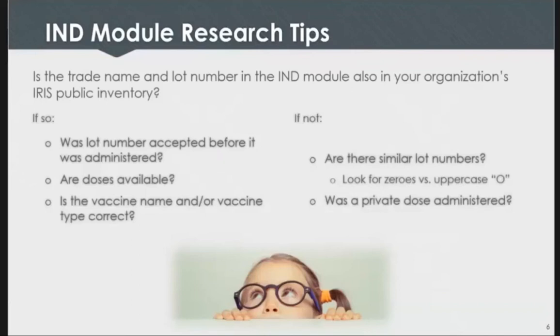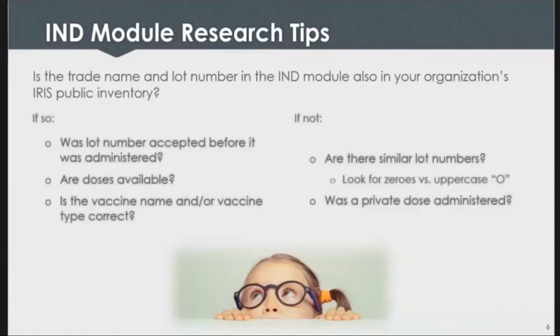When looking into why doses haven't deducted, the first thing you'll probably want to look at is if the trade name and lot number that are reflected in the IND module are in your organization's IRIS inventory. If it is, you'll want to look at a few things, such as, did you accept the lot number before you started to administer it? Are there doses available or are there 0 doses? And is the vaccine name or vaccine type referenced in the EHR correct as it's indicated in IRIS?